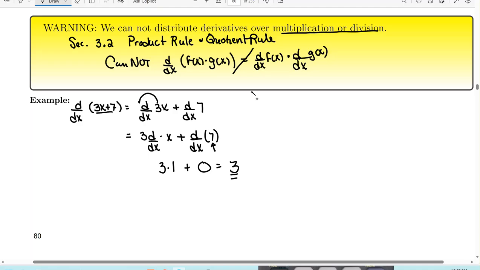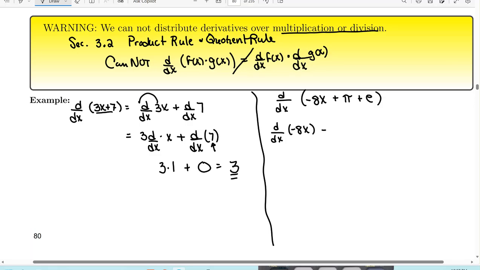All right, so let's try another one here. Let's do negative 8x plus pi plus e. So if I break this up, the derivative of negative 8x plus the derivative of pi plus the derivative of e. All right. Again, we're going to find that there are shortcuts to this, but I'm going through all of the steps here. The derivative of negative 8x, I can pull the negative 8 in front.